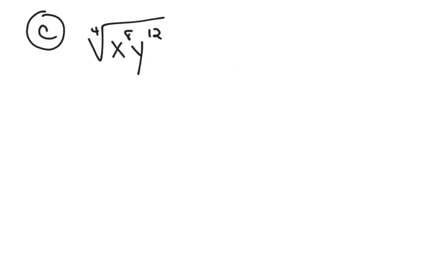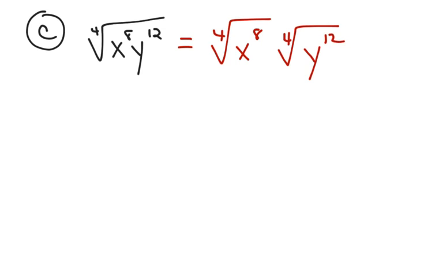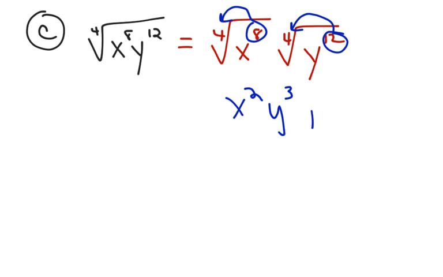Now let's do the 4th root of x to the 8th, y to the 12th. Well, now we just figured out there's a shortcut for doing it. You can break it up into groups by expanding both of these variables, or at this point in time you can tell me that 8 divided by 4 is 2, and 12 divided by 4 is 3, so it must be x squared y to the 3rd.